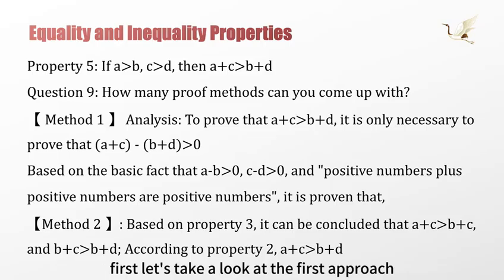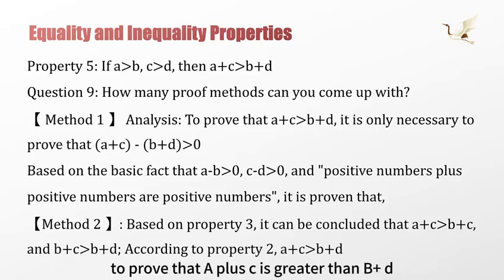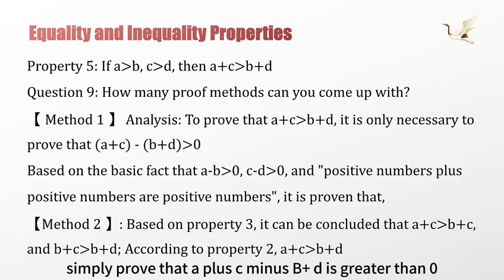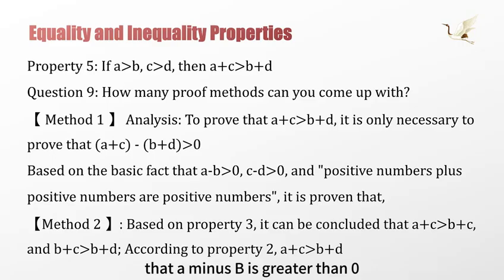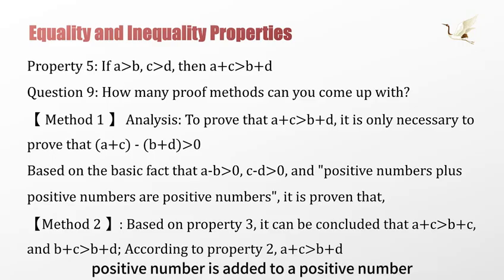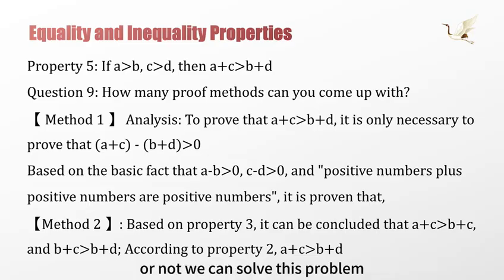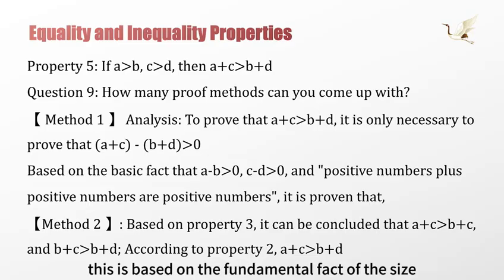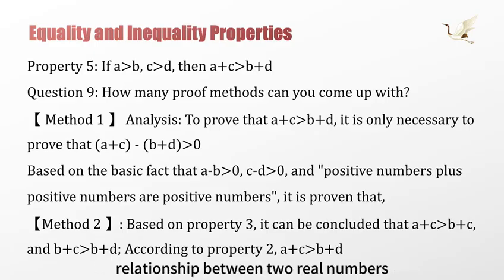First, let's take a look at the first approach. To prove that A plus C is greater than B plus D, simply prove that A plus C minus (B plus D) is greater than 0. Based on the basic fact that A minus B is greater than 0, C minus D is greater than 0, and that a positive number added to a positive number is positive, we can solve this problem. This is based on the fundamental fact of the size relationship between two real numbers for proof. Can you use the properties 1 to 4 we just learned to prove this conclusion?